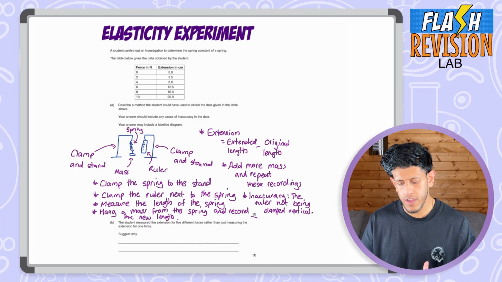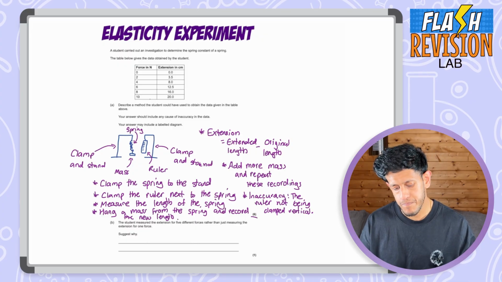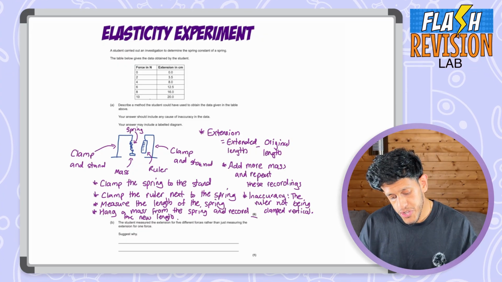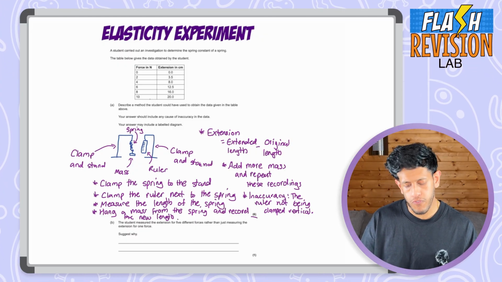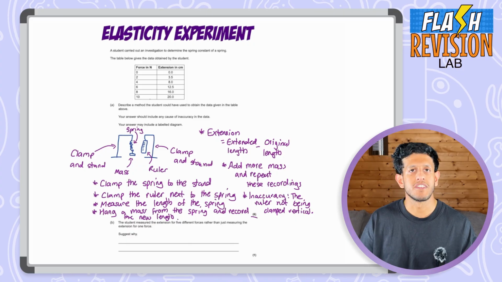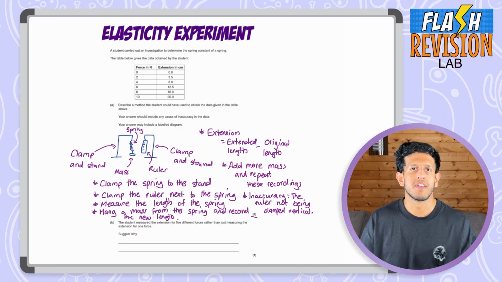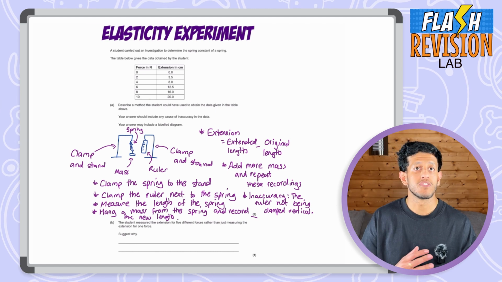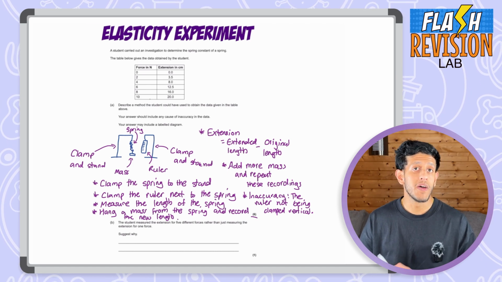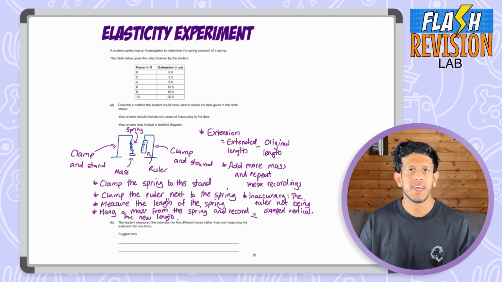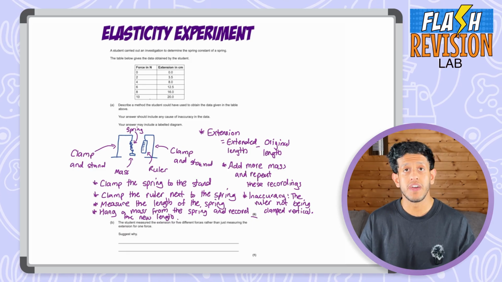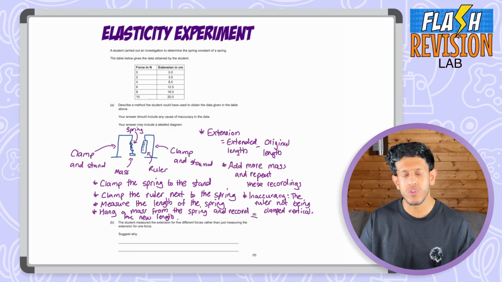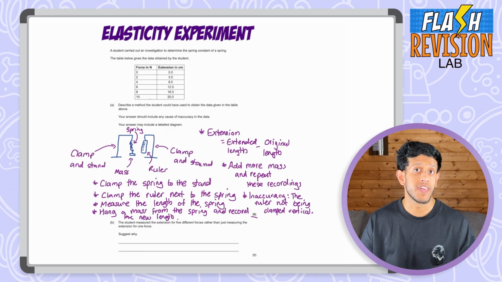So that is a comprehensive summary for 6 marks there. Now on to the second part of the question. The student measured the extension for 5 different forces rather than just measuring the extension for 1 force. Suggest why. So the reason is we're going to do this experiment to work out the spring constant at different measurements, because what you can find is that you may have carried out, like we said earlier, an error in your experiment. If you just do 1 measurement, there's no guarantee that you've done that 100% correct.